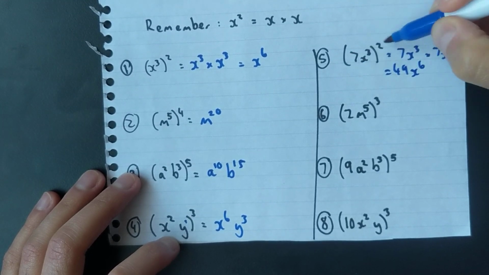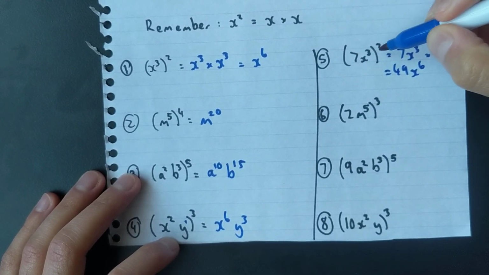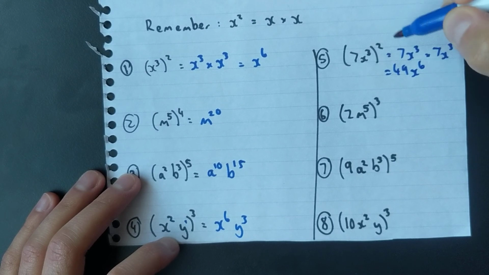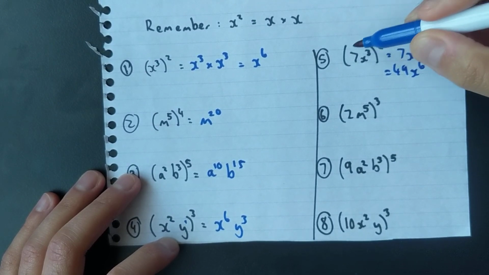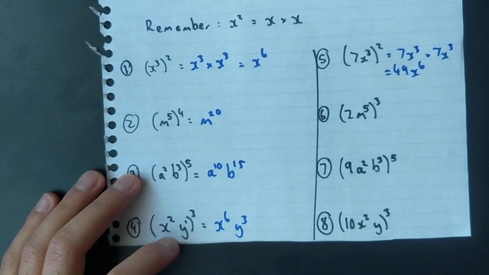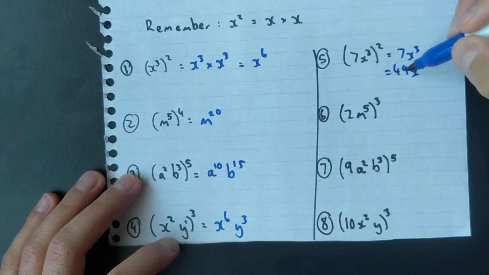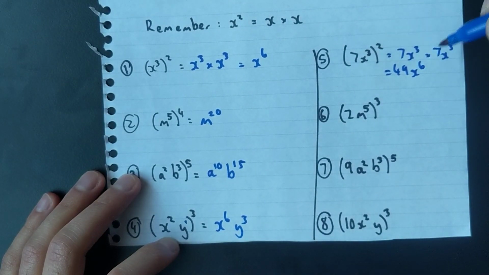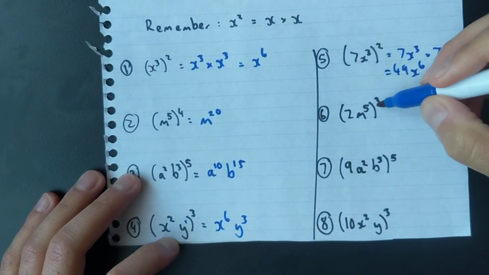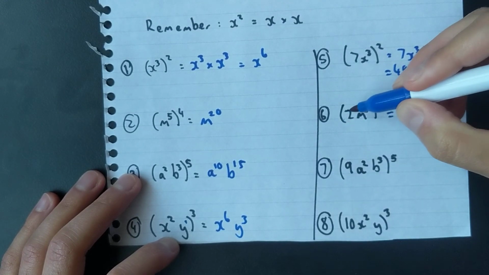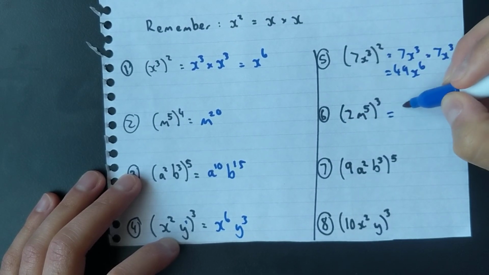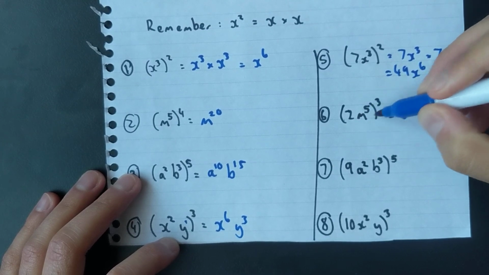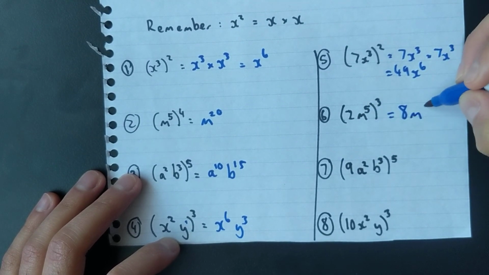So here we are squaring. We've multiplied these indices, but that's the process that we square. We are squaring. So we do still square that 7. So 7 squared is 49. X cubed squared is x to the power of 6. So here, 2 times 2 times 2, 2 cubed is 8. M to the power of 5 cubed, m to the power of 15.